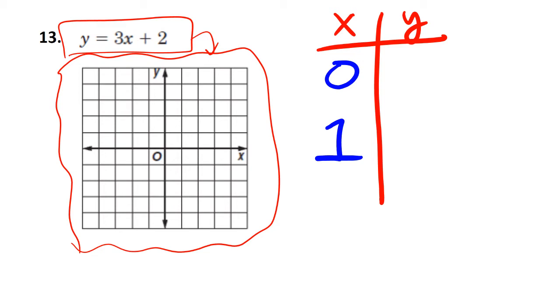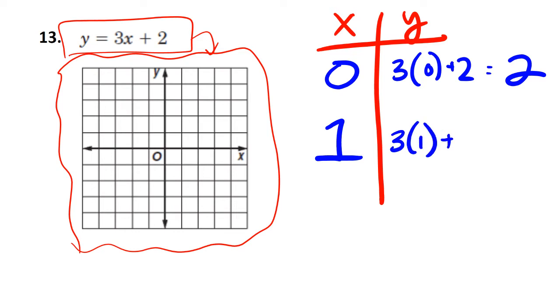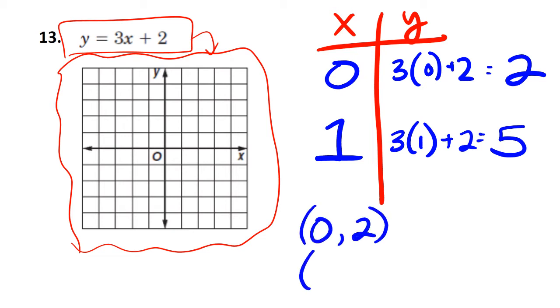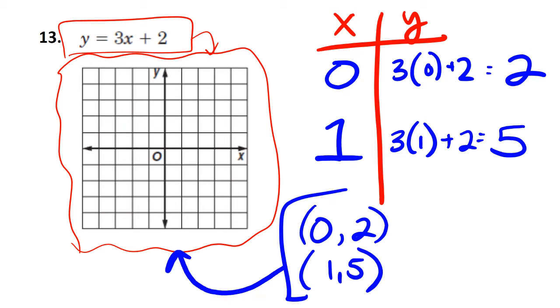And what I'm going to do now is figure out what y is. I'm doing 3 times 0 plus 2. When I do that, that's going to give me a y value of 2. And then I'm going to fill in my x value of 1. So I'm going to do 3 times 1 is 3, plus 2 gives me 5. So right now I have two different ordered pairs: 0, 2, and 1, 5. And now I'm going to take these two ordered pairs and graph them on my coordinate plane.